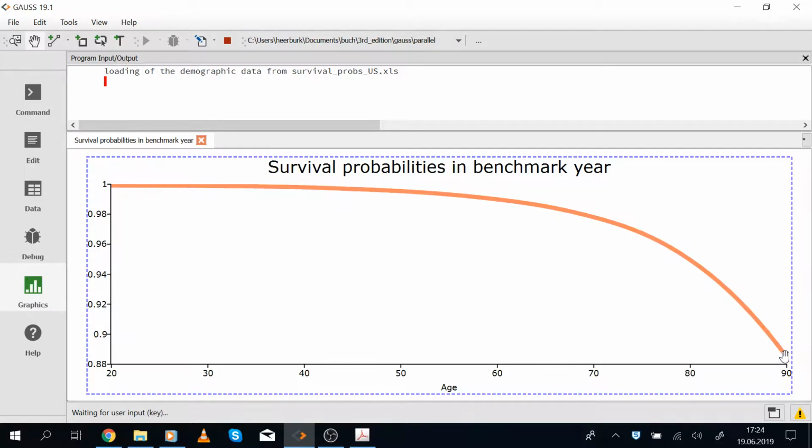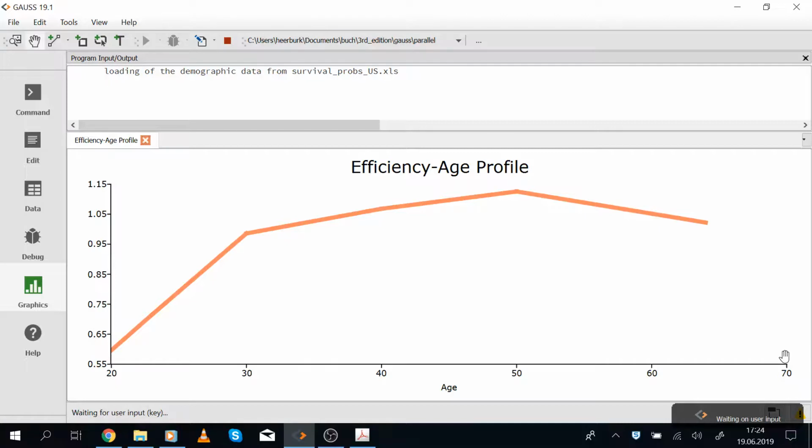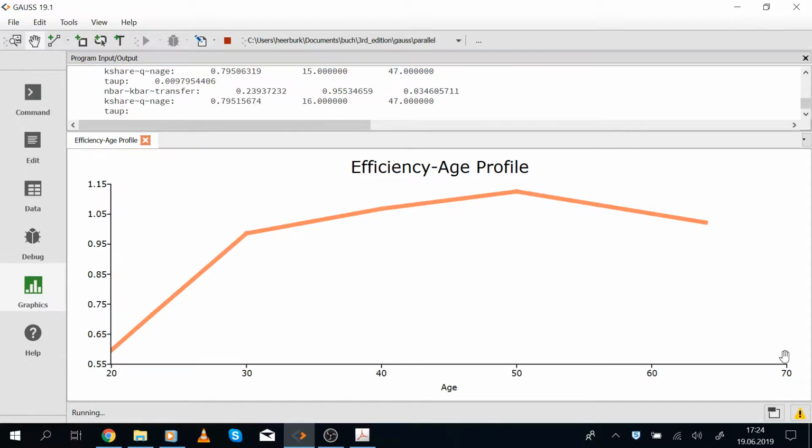Now you have to press any key. We have introduced a wait statement in the Gauss program. Next you find the efficiency age profile, which is hump-shaped. It's taken from Hansen. It peaks at age 50, so efficiency is increasing until this age. Afterwards it declines, but at a smaller rate than the initial increase after age 20. We have normalized the efficiency so that average efficiency is 1 over the life cycle. You have to press another key on the keyboard.